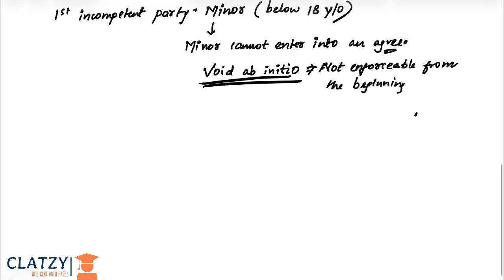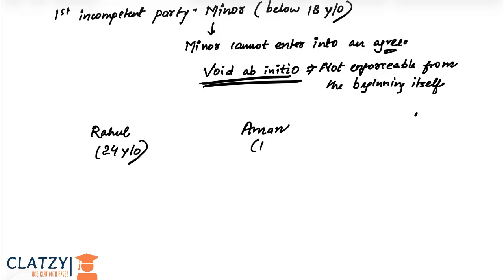Or in other words, imagine that the contract did not even exist. Even if you enter into an agreement with a minor, the law will treat it as if the agreement never existed. All right, let's understand this with the help of an example. On one side we have Rahul, other side we have Aman. Rahul is 24 years old. Okay, Aman is 16.